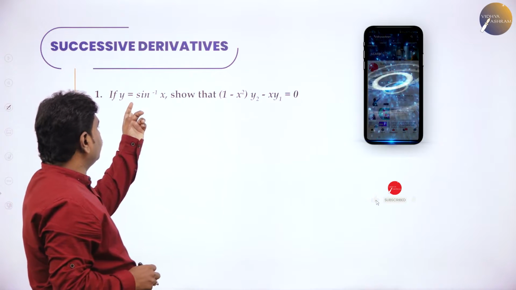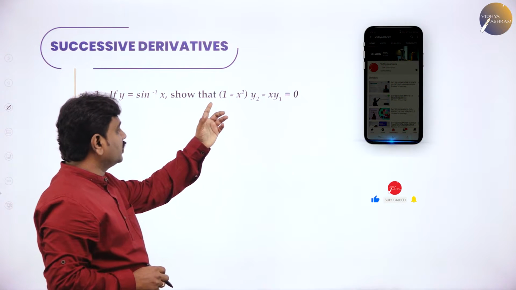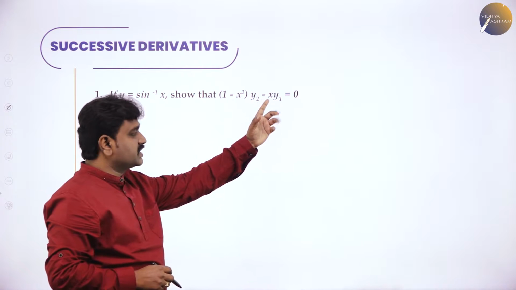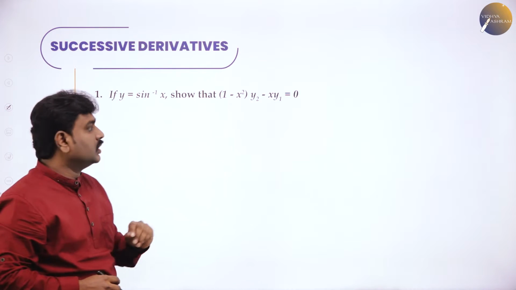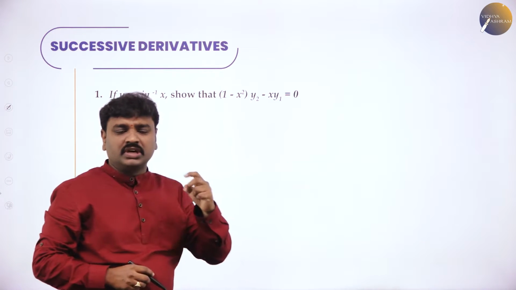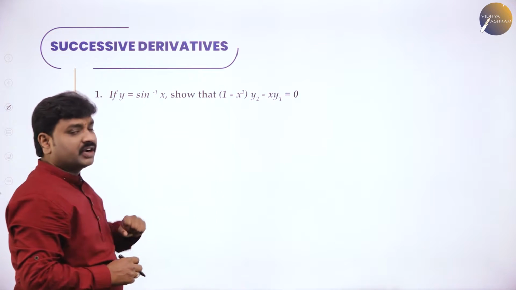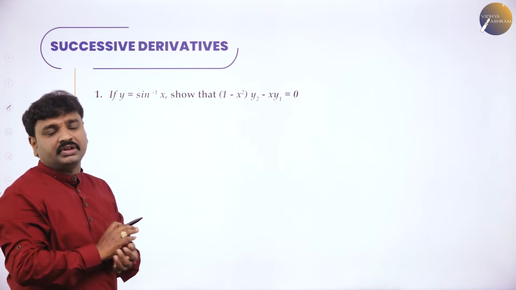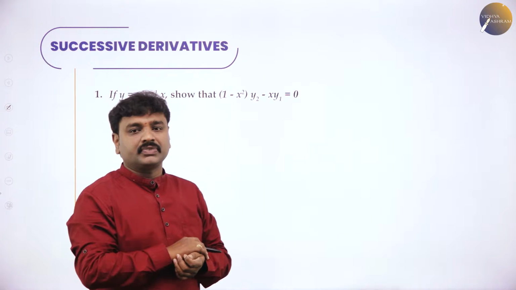So the first problem: y is equal to sin inverse x. Show that 1 minus x square into y2 minus x y1 equals what? 0. Here you can see y2. y2 means what? Double derivative. We'll take the given function and do successive differentiation to get the answer.